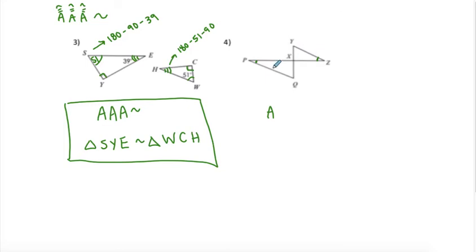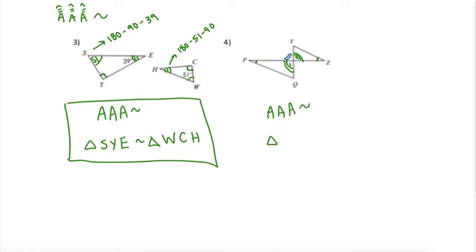We don't have any parallel markings on anything, so we can't use corresponding or alternate interior. But what we do have here is vertical. And again, that's where we can always add those angles in and know that vertical angles are congruent. This gives us a second congruent pair of angles. If I have two, it doesn't matter what these are, they will have to match, giving me that third one.